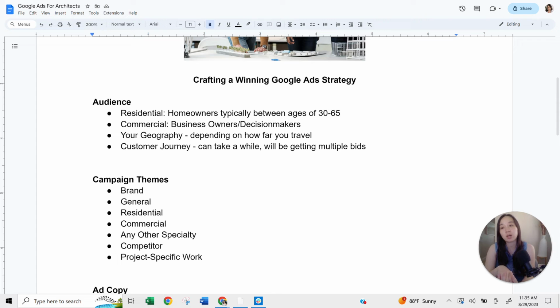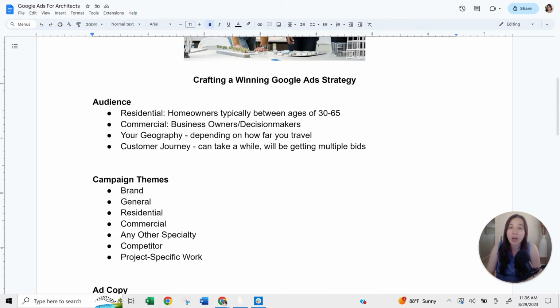And then another approach when it comes to putting together a winning architecture firm's structure is project-specific work. So let's say that you worked on a well-known project. Let's say it was like a WeWork co-working space in Los Angeles. Well, you can mention that. You can go after the keyword WeWork architect or WeWork Los Angeles architect, because people might be searching for that, and you want to be front and center if you worked on those projects.